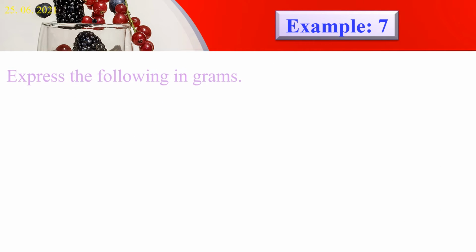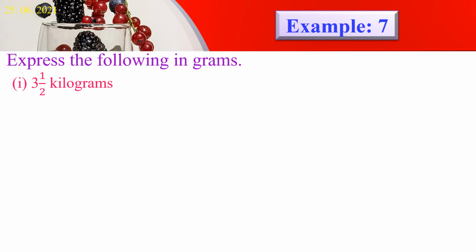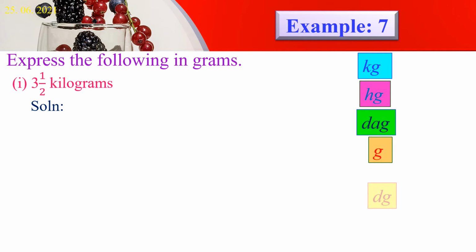Example 7. Express the following in grams. First question: 3 1/2 kilograms. Let us move on to the solution. Here we know that units are arranged in this order: kg, hg, dag, g, dg, cg, mg.